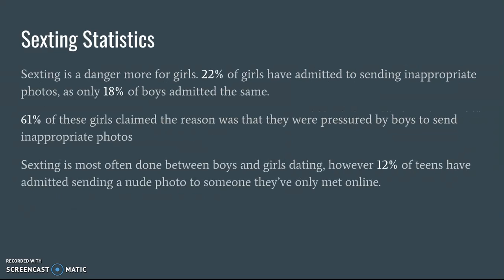Sexting is more dangerous for girls. 22% of girls have admitted to sending inappropriate photos, and only 18% of boys have admitted the same. 61% of these girls claim that the reason that they did this was that they felt pressured by boys. And sexting is most often done between boys and girls who are dating. However, 12% of teens have admitted that they've sent inappropriate photos to someone they've only met online, which is a dangerous prospect.